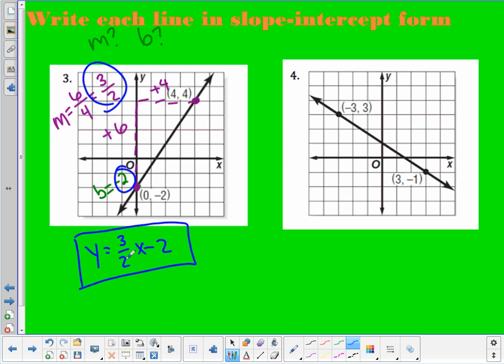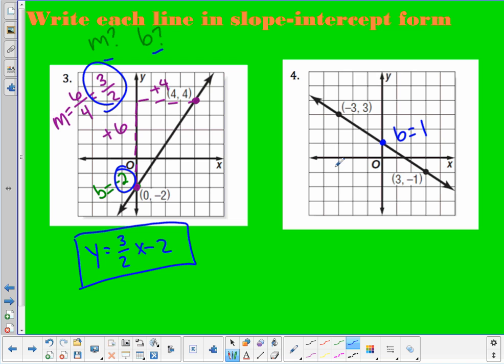That's a positive slope. So your slope should be a positive number there. So now when I look at number 4, again, I need those two things. What's the m, what's the b? B is easy to find. Where does it cross the y-axis? In this case, it's +1.